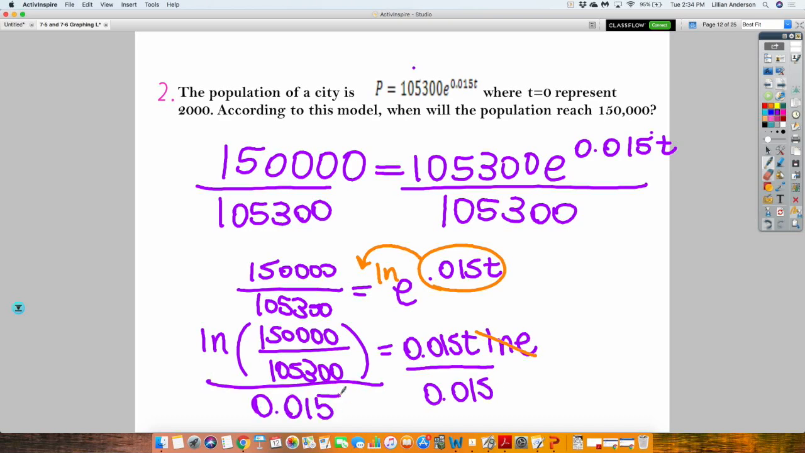So what I'm ending up typing in my calculator is this left side right here, the ln of this fraction divided by 0.015. Only on the right side, because it has the e that's attached to it. But on the left side, the ln is being applied to this decimal here. Okay? So you're going to type this in. If you need to do it in pieces, that's fine. But we're looking to figure out the value of t, and then we'll answer the question.